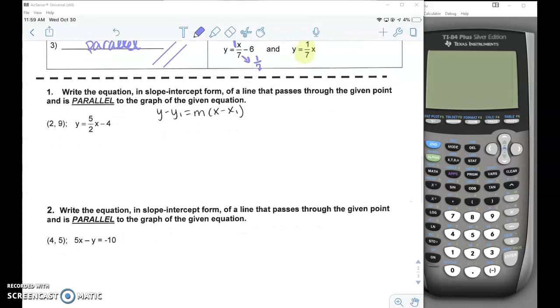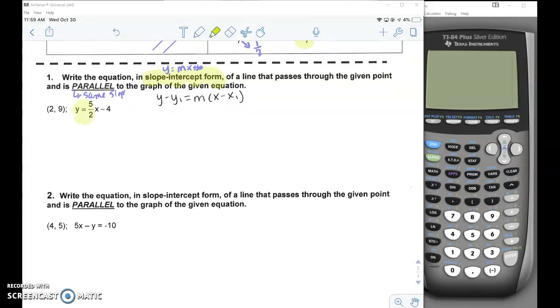Our next two problems, we are given information and we are asked to write the equation. So number 1 says write the equation in slope-intercept form, y equals mx plus b, of a line that passes through the given point and is parallel to the graph of the given equation. So remember, parallel means same slope. We are given the equation y equals 5 over 2x minus 4. From here, we know that our slope has to be the same, so our slope is 5 over 2.